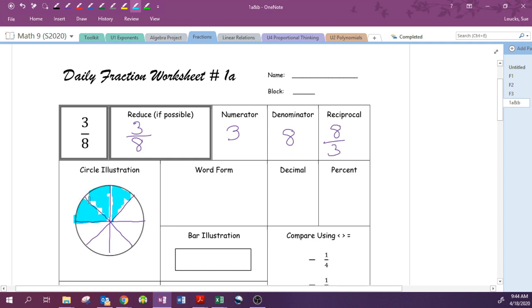If you get a number like 5 or 7, that's really challenging. Don't worry about it too much. Just do your best. Word form is when you write it out in words. So this is 3/8.